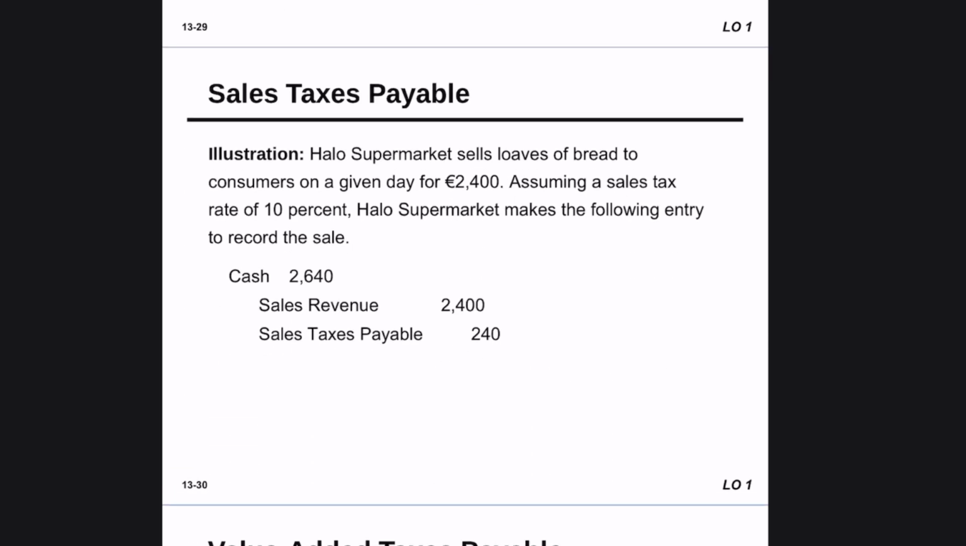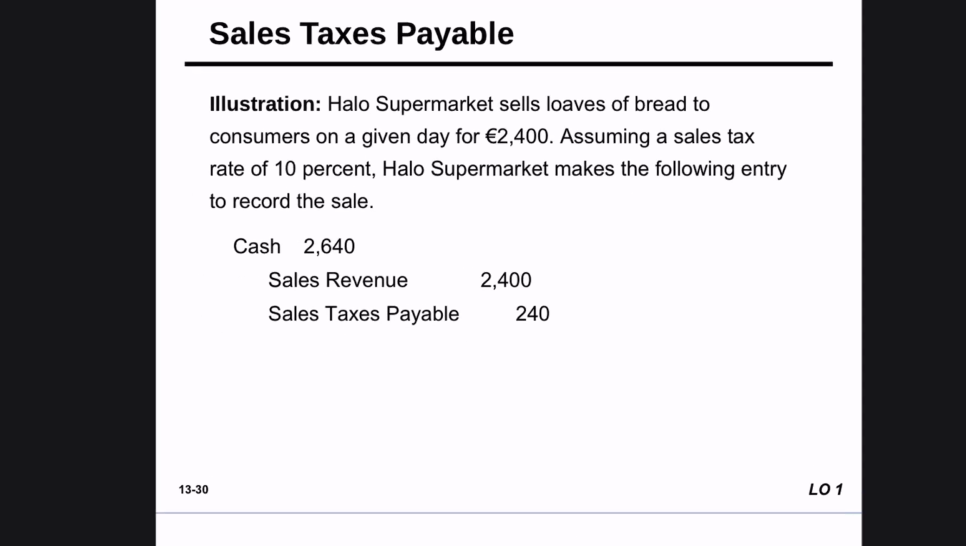So here we have an example of sales tax payable. Hello Supermarket sells loaves of bread to consumers on a given day for 2,400, assuming a sales tax rate of 10%.